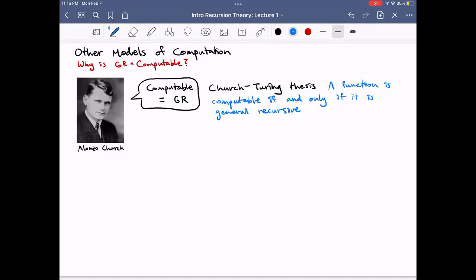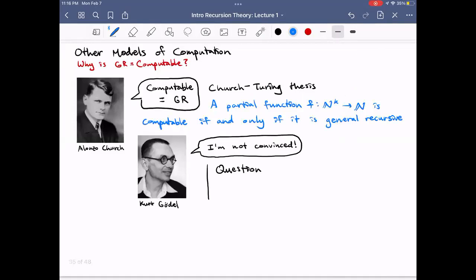So Alonzo Church made that claim. And I guess Gödel at the time was not convinced this was correct. Basically, the definition of general recursive just seems a bit arbitrary. You can convince yourself that everything in it is computable, but the troubling question is, how do we know we haven't missed anything? So that was Gödel's objection.